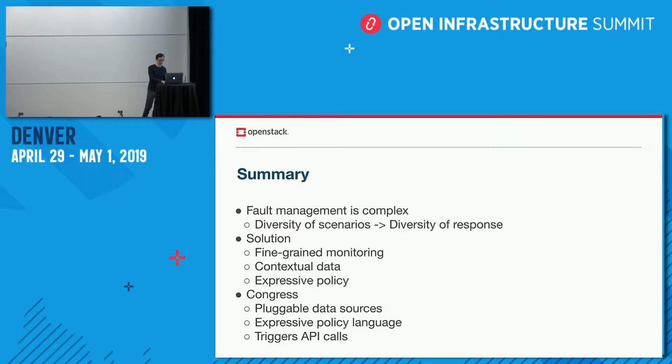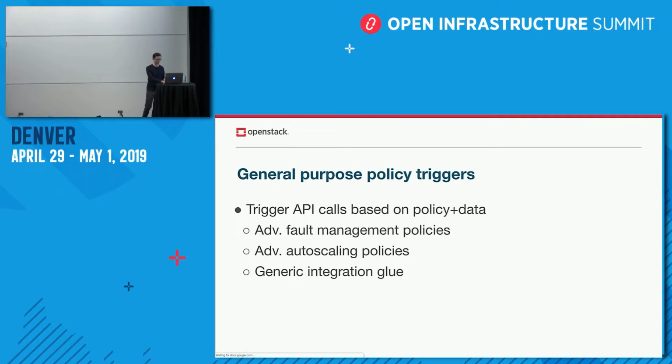Now, just to say a little bit beyond fault management, in general, you can really think of Congress as a general purpose framework for policy triggers. It's able to trigger arbitrary API calls to external services on the basis of policy evaluation on data. Uses include what we talked about today, which is fault management policies. It can also be applied to do advanced auto-scaling.